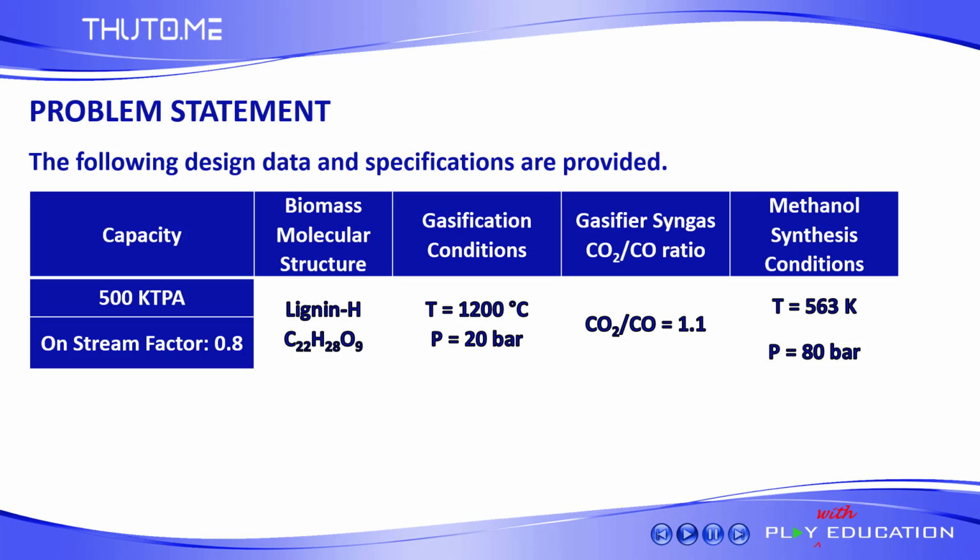Our design problem specifications are given as follows. We are required to design a 500 kilotons per annum plant capacity with an on-stream factor of 0.8, or 80% of the time. In order to simulate biomass, we will be using lignin H, which we are going to represent using this molecule, C22H28O6. Gasifier operation conditions are given here, as well as the methanol synthesis operating conditions.